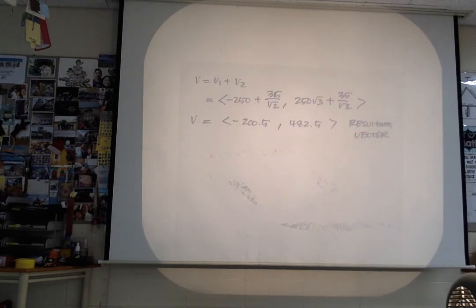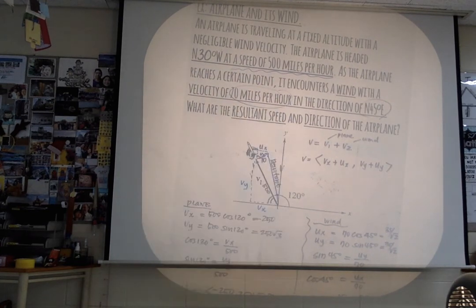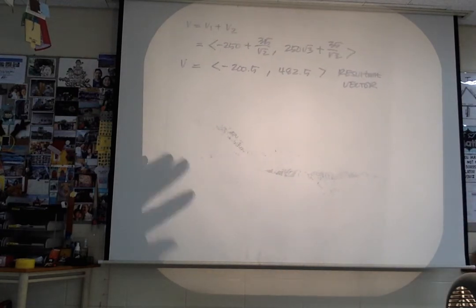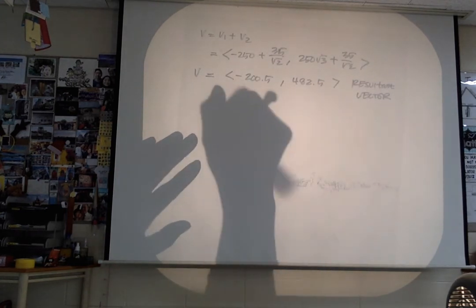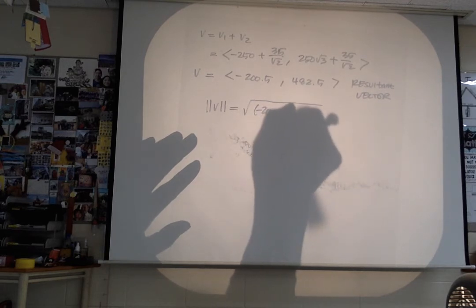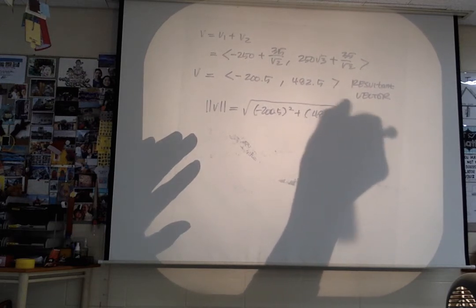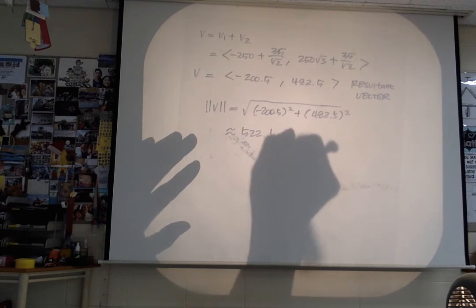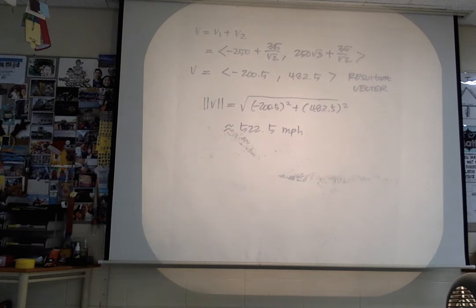Let me show you the picture again. That means this is the coordinate for this resultant. This resultant now has a vector. Now, what do we do with that? They want us to find the actual resultant vector, the plane's speed now after the wind. So we have to find the magnitude of that. I get negative 200.5 squared plus 482.5 squared, and you should get something like 522.5 miles per hour. So now the plane is flying 522.5 miles per hour. With the wind, it's being helped, because it used to be 500 miles per hour.